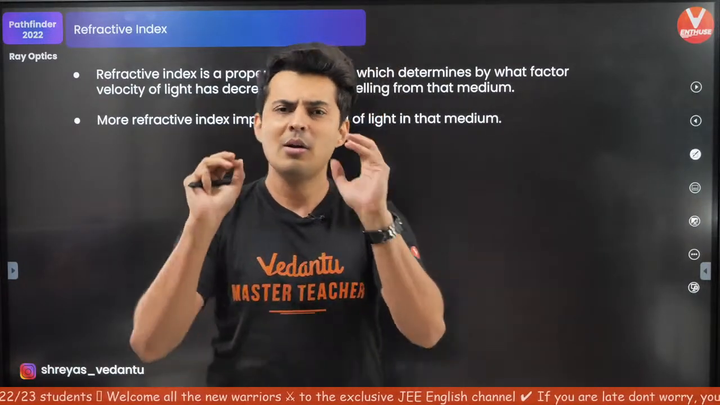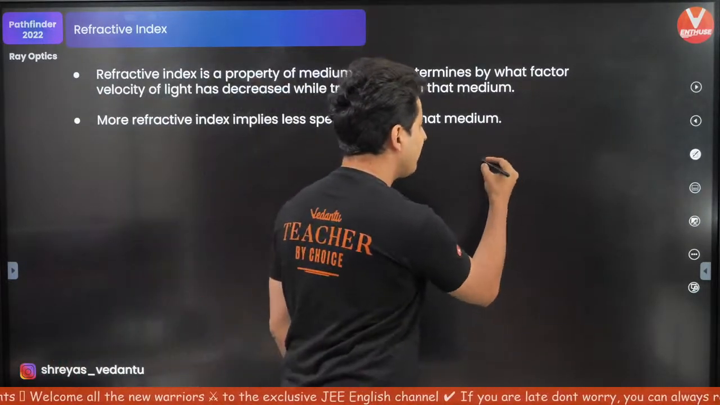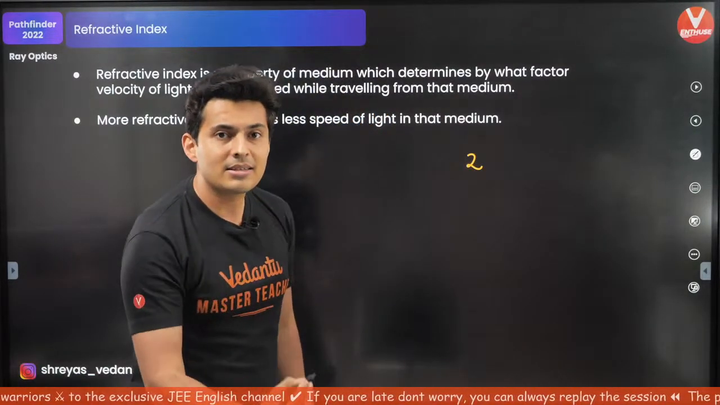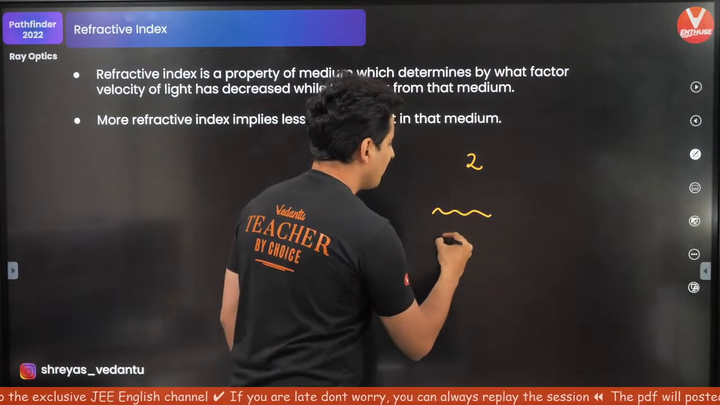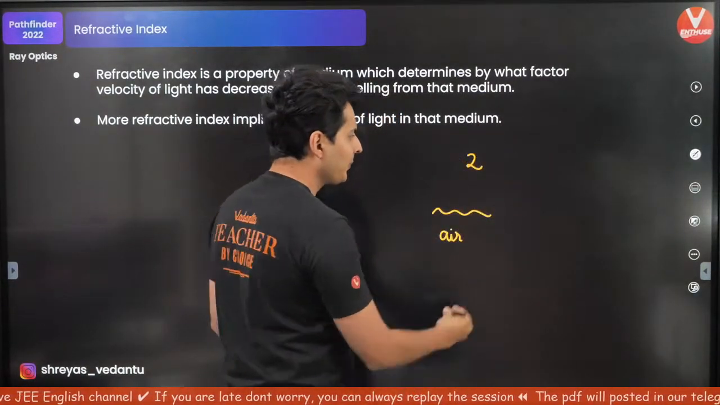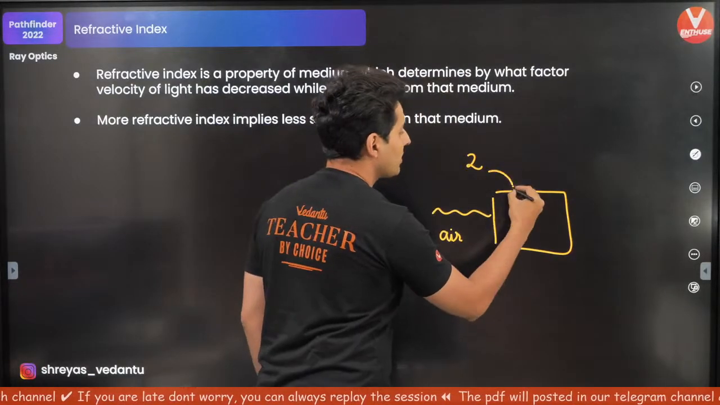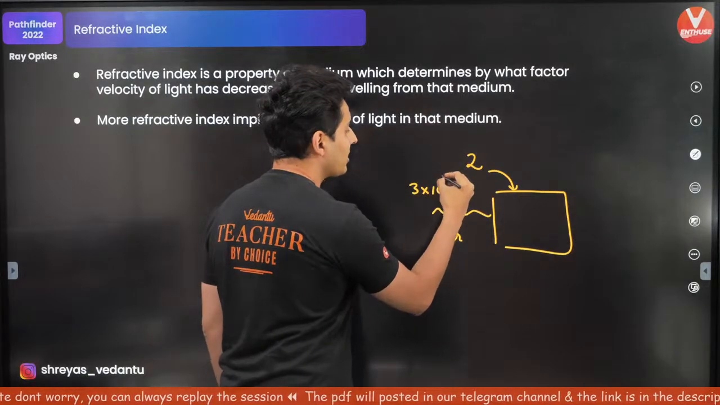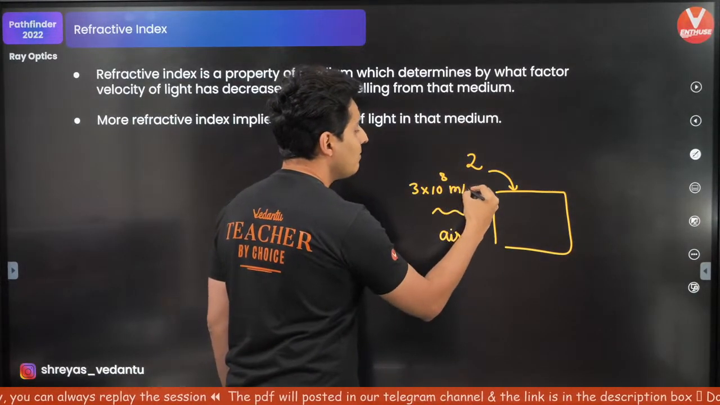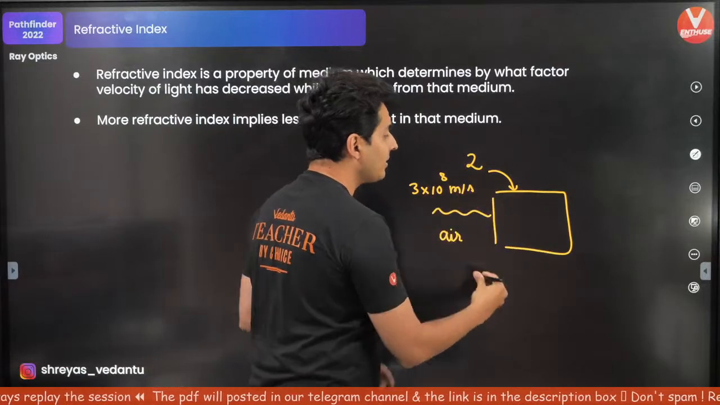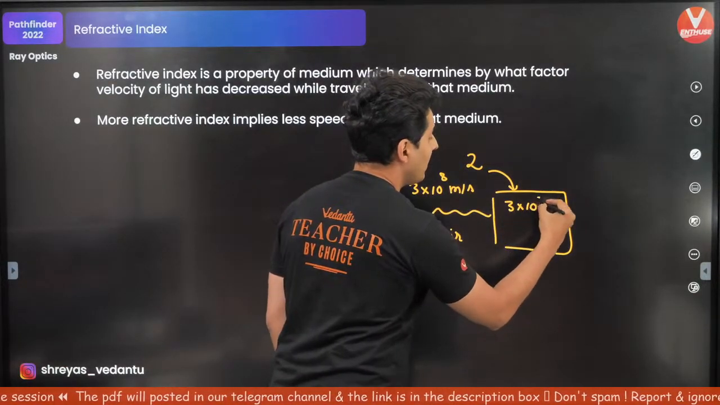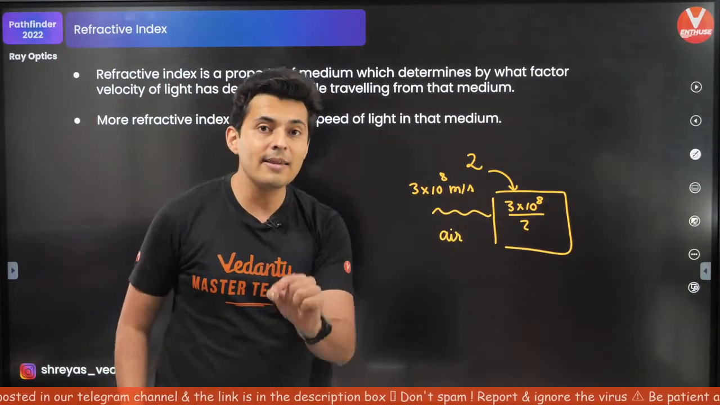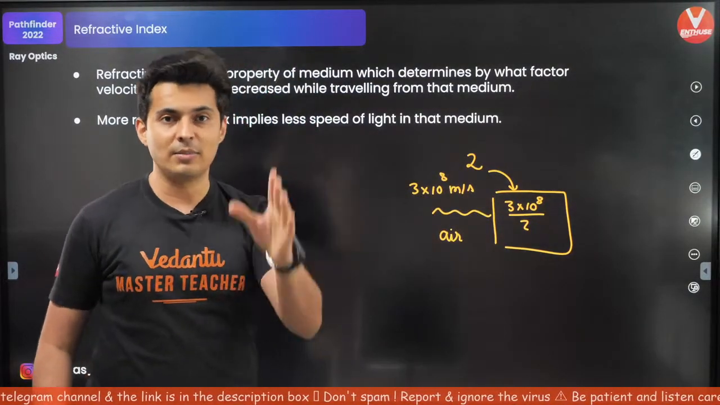For example, I tell you the refractive index of a medium is 2. That means when the light ray will enter from vacuum or air into that medium whose refractive index is 2, if the speed of light was 3 lakh kilometers per second, which is 3 into 10 to the power 8 meters per second, after it enters that medium, it will become 3 into 10 to the power 8 divided by 2. So that factor is called the refractive index of such material.